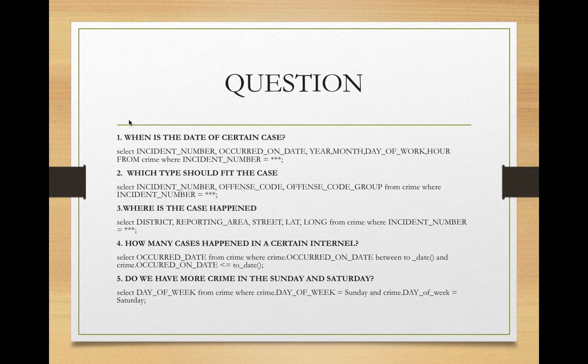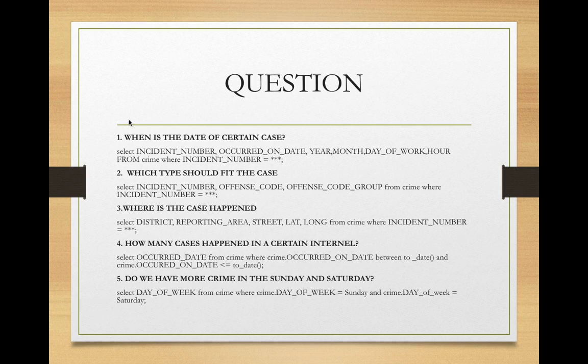So our fourth question is, how many cases happen in a certain time interval. First, let's look at our query. That is select occurred on date from crime where crime occurred on date is between one date and another date. That means if we pick 8 a.m. to 10 a.m., we can get all the crimes from 8 a.m. to 10 a.m. But here I will give another piece of information about that.